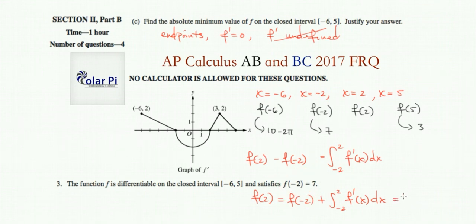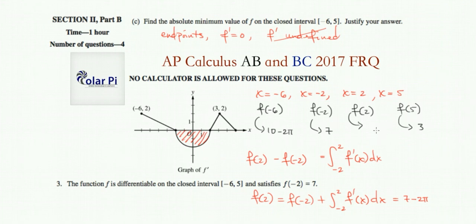Now this, as we've already said, is given, so that's 7. And then this here we calculated in part A, right? And it's the area of this semicircular portion of the graph, or semicircular area. And since it's below the x-axis, we said that its value is -2 pi as opposed to +2 pi, right? Okay, cool. So we see that we've got 7 minus 2 pi is the value of f at x equals 2.